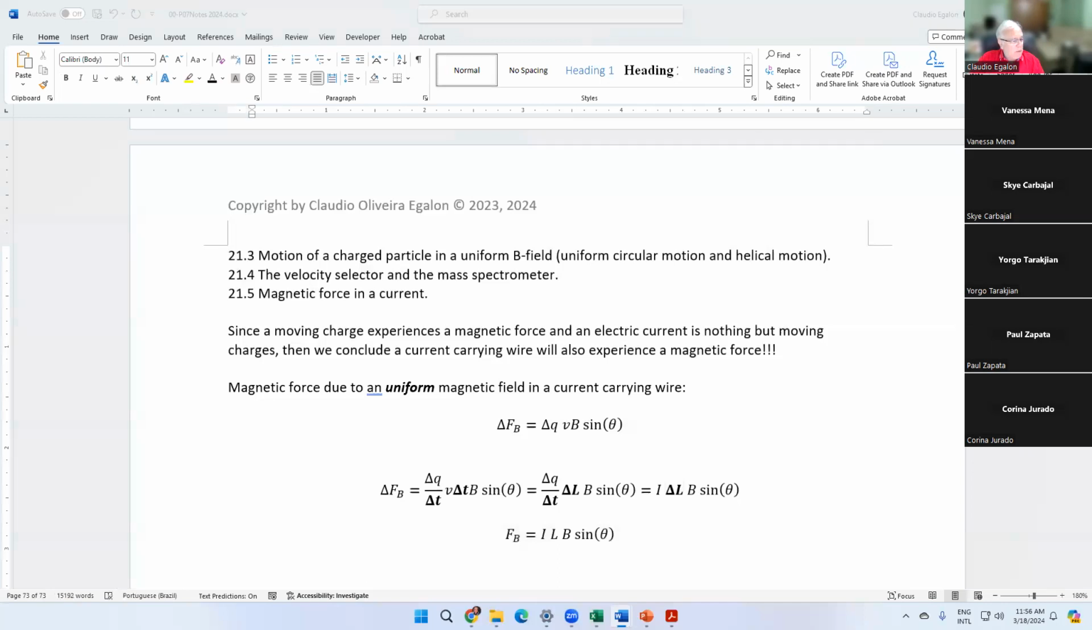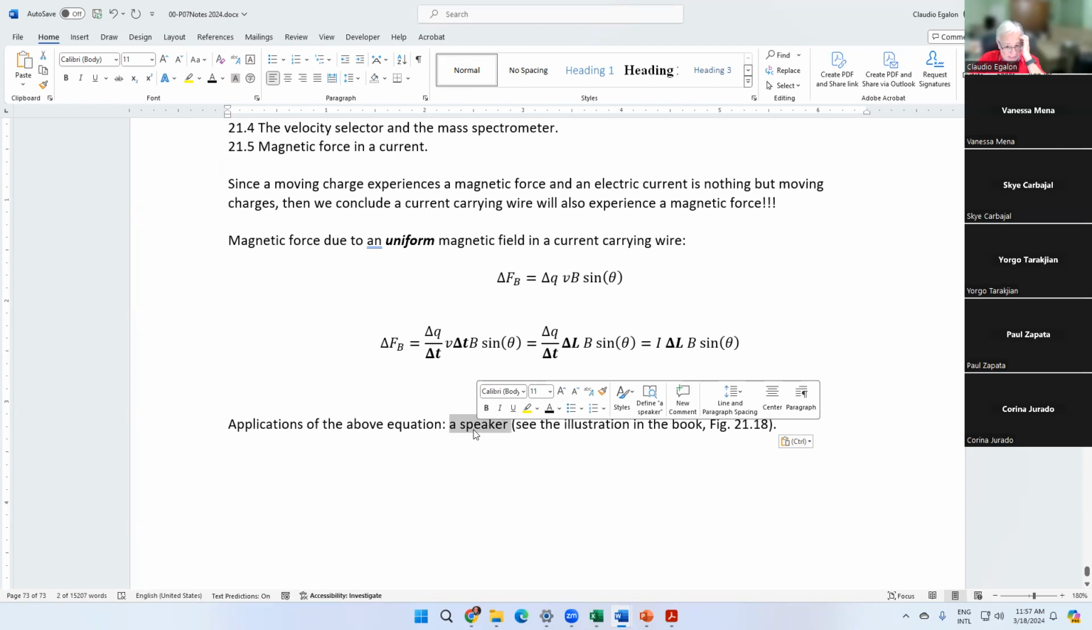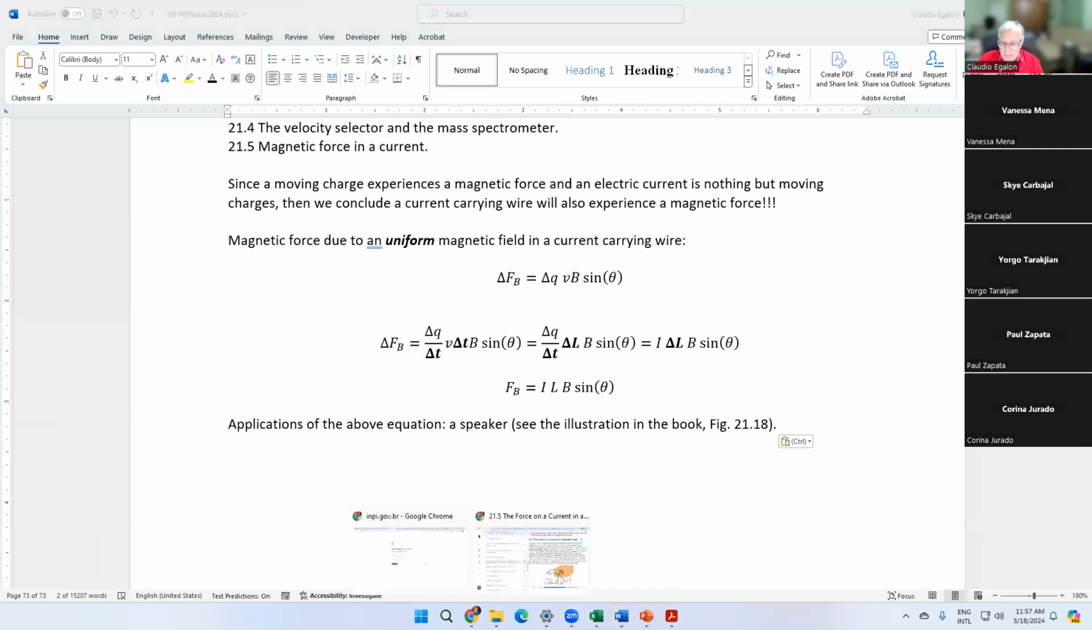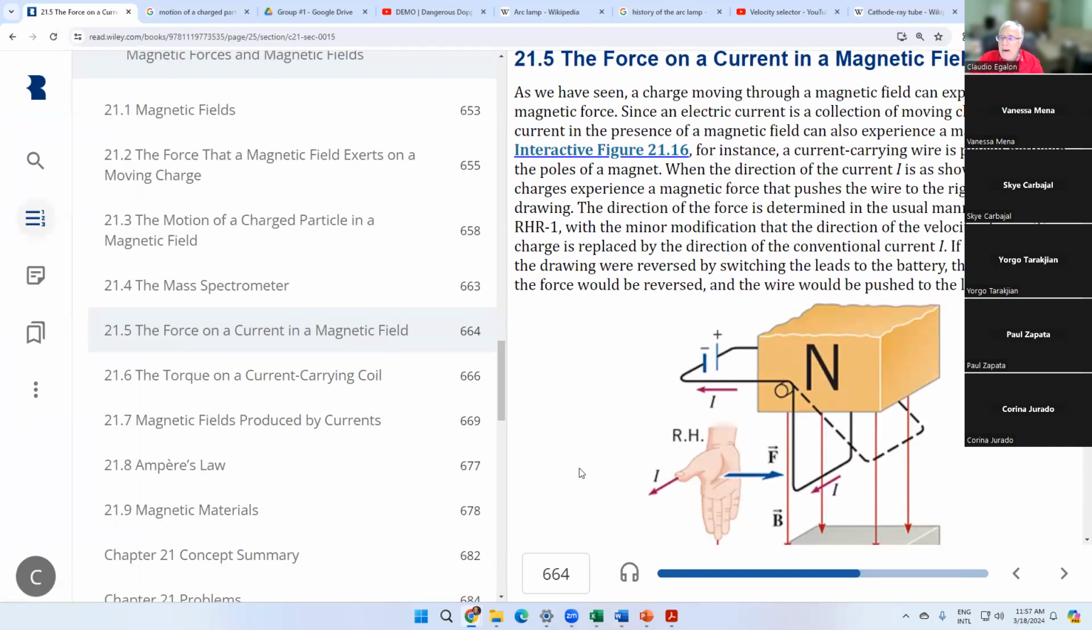So there are some applications for this type of phenomenon. And what's that? Speaker. Let's take a look. The speakers that we have in sound systems utilize this type of phenomenon. This utilizes this type of force. Okay.